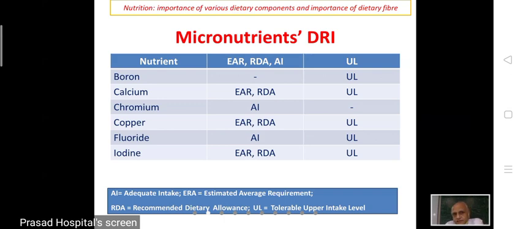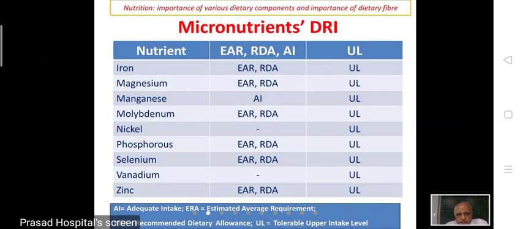Chromium is needed as per the adequate intake value because chromium works as a part of the glucose or insulin receptor. So if you fall short in the chromium level in the blood, your insulin receptors may not work. So most of the diabetics are given formulations which have in them an adequate or permitted amount of chromium. Copper is also needed. Fluoride ions are needed. Iodine is needed, of course, for the thyroid hormone. Calcium is needed for bone, and boron similarly for the skin.